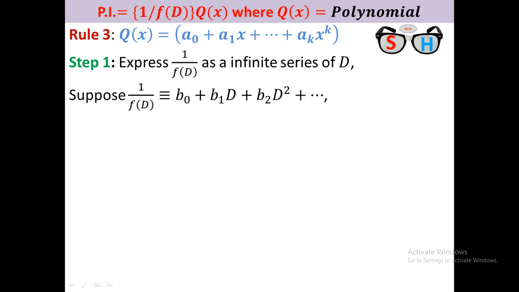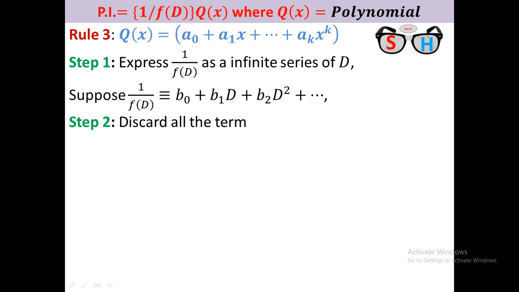It is possible by some formula. This is a well-known formula in the binomial theorem. 1 minus x whole to the power minus 1 is 1 plus x plus x square plus dot dot dot, or 1 plus x whole to the power minus 1 is 1 minus x plus x square minus dot dot dot, or 1 minus x whole to the power minus 2 means 1 plus 2x plus 3x square plus 4x cube plus dot dot dot. Okay.